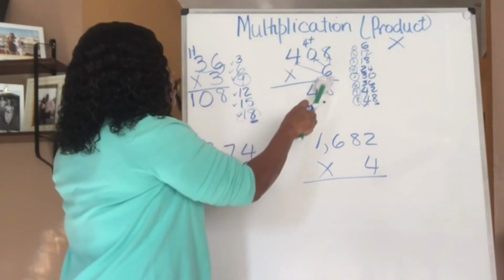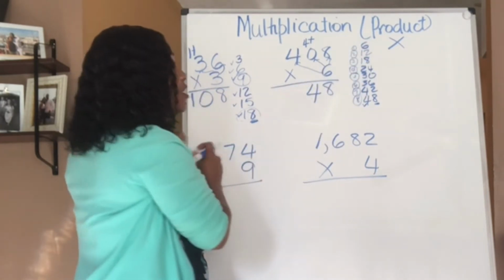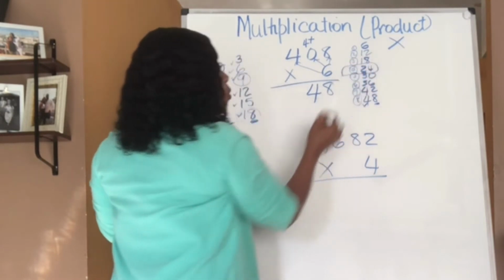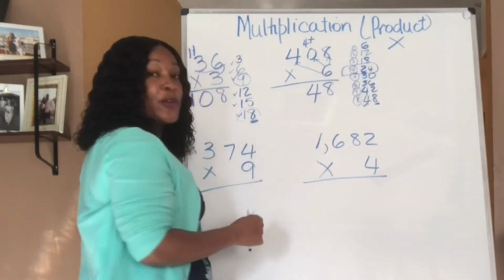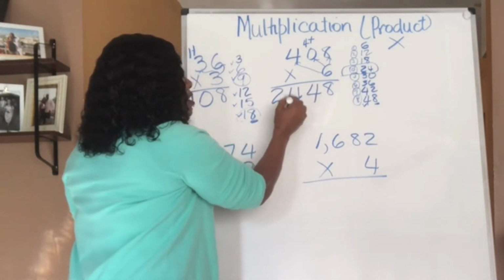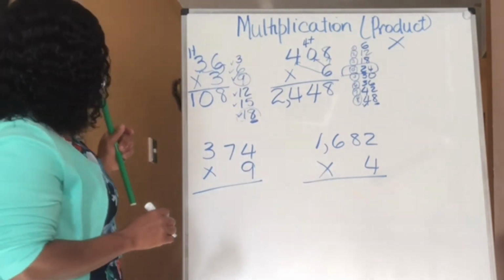Then 6 times 4. We already skip counted by 6 over here. We want 6 times 4, so we're stopping at 4. So 6 times 4 is 24. Now we can write 24 down because there's nothing else to multiply.